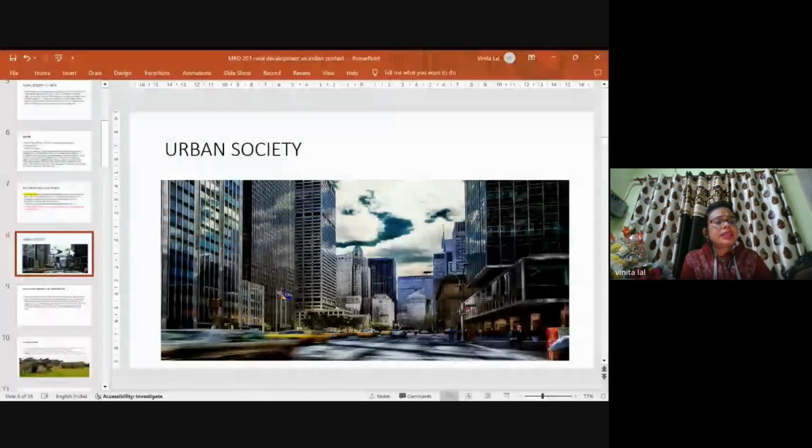So what are the main characteristics of urban society? First is population. Urban areas are larger than rural areas. And urban communities are densely populated, with an increased number of people living per square kilometer.